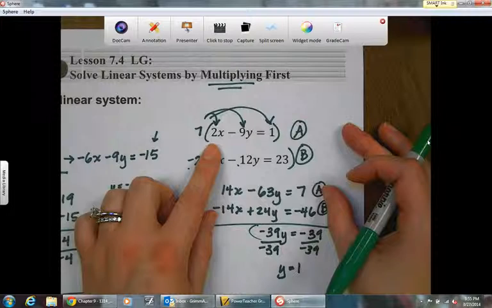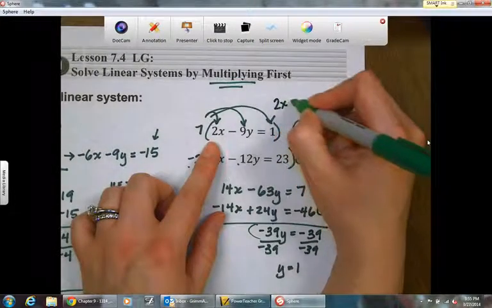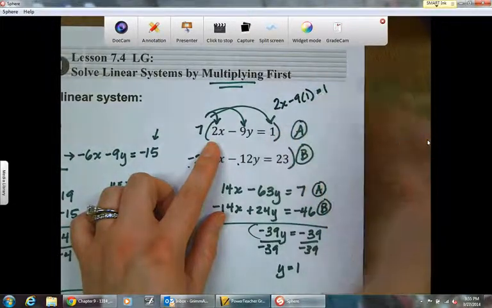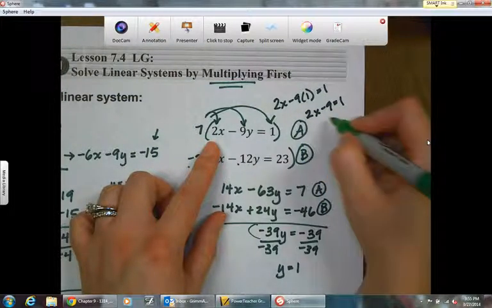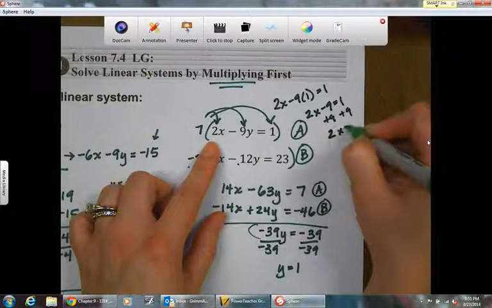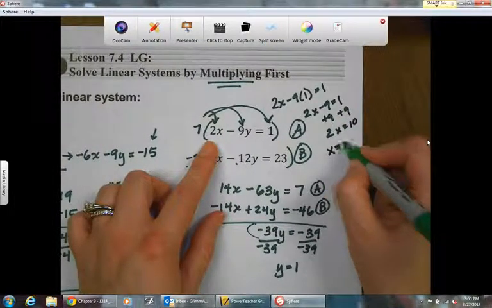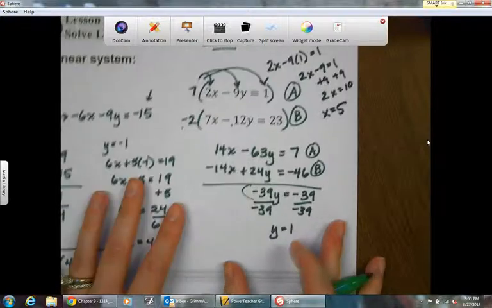So I have 2x minus 9 times 1 equals 1. So 2x minus 9 equals 1. I'm going to add 9 to both sides. So I get 2x equals 10, and so x equals 5. So my solution for this system should be 5, 1.